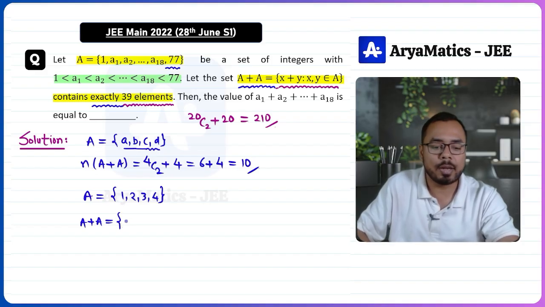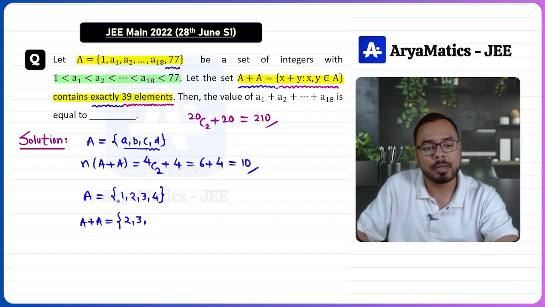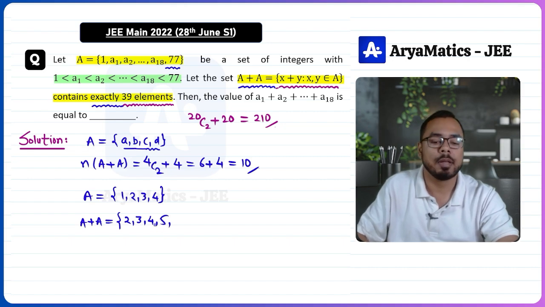So if I take 1 and 1, we can get a sum of 2. If I take 1 and 2, I'll get 3. 1, 3 will give us 4. 1 and 4, this will give us 5.